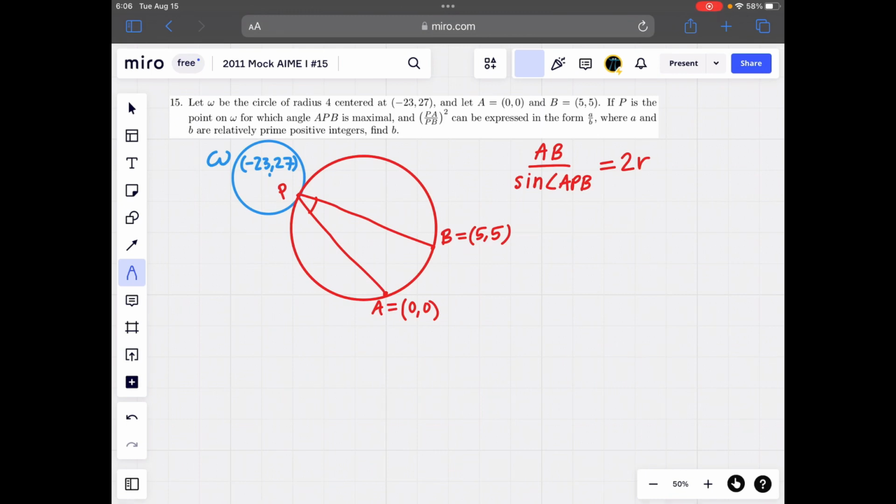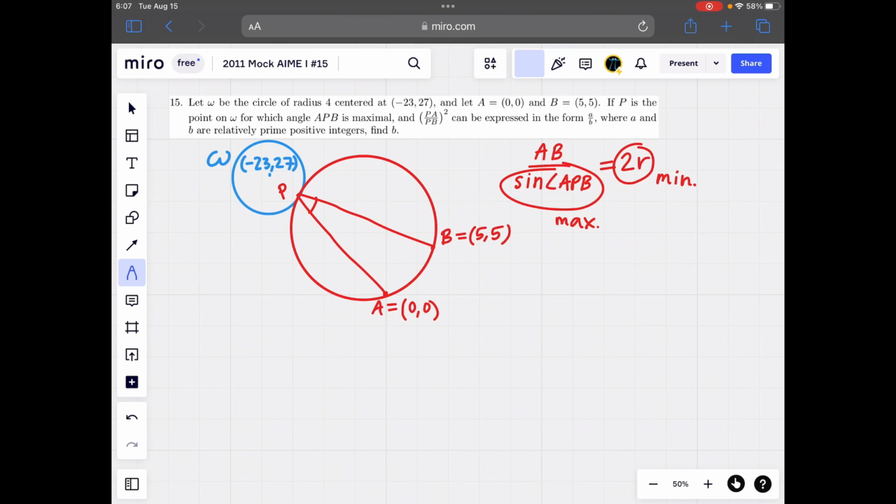So if we want to maximize angle APB, which since it's an acute angle, will also maximize sine of angle APB. That means AB, which is fixed, it's 5 root 2, the distance between A and B. AB over sine of angle APB, the denominator is maximized, so 2r is going to be minimized. We want the minimum r, the minimum radius of the circumcircle of triangle APB.